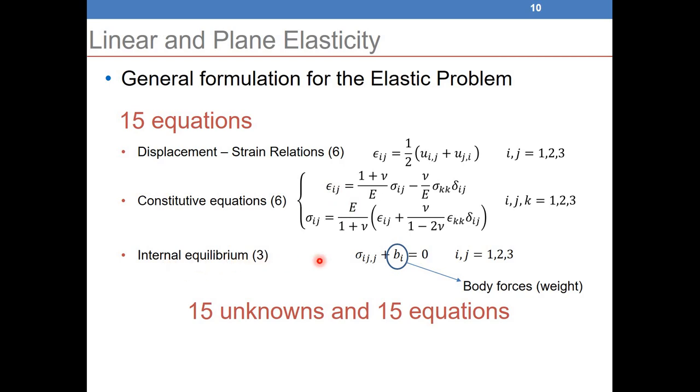And here is the internal equilibrium equation, which means that if I take a cut at any part of the object, I can find an equilibrium. So the sum of forces, here we use the body force if the weight is also included, where the forces are represented by the stresses, will be equal to 0. What we need to understand from this is that indeed we have 15 equations to find our 15 unknowns.